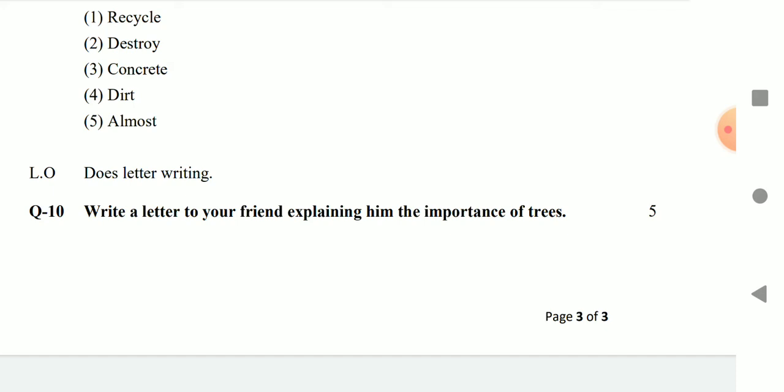With this, the paper gets over. I hope you guys understood it well and it is very easy. You will enjoy writing this. Make sure that you use black and blue pen only and write in clear handwriting.